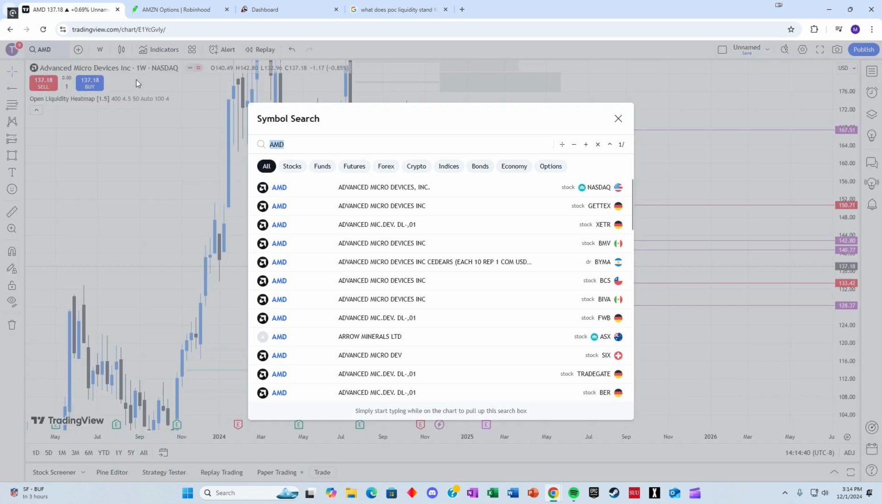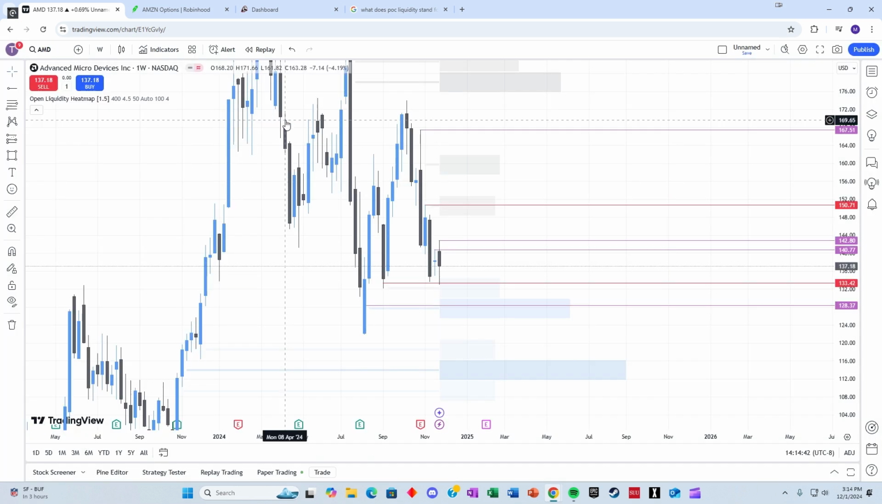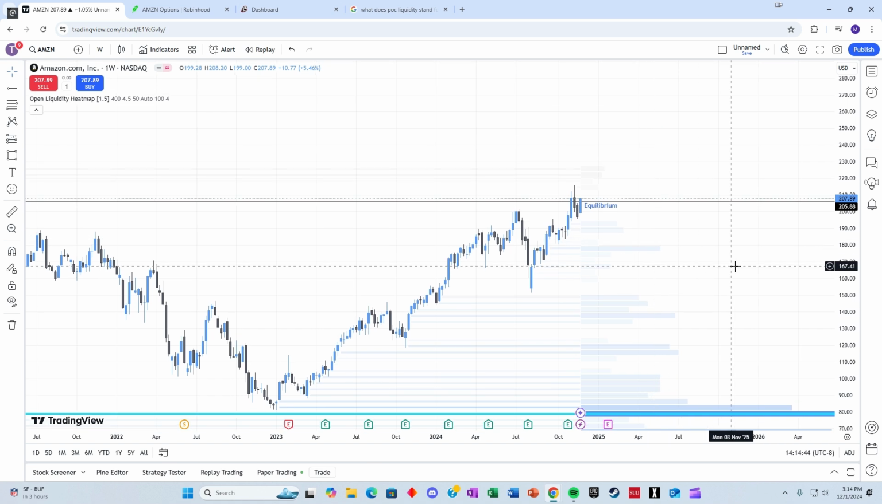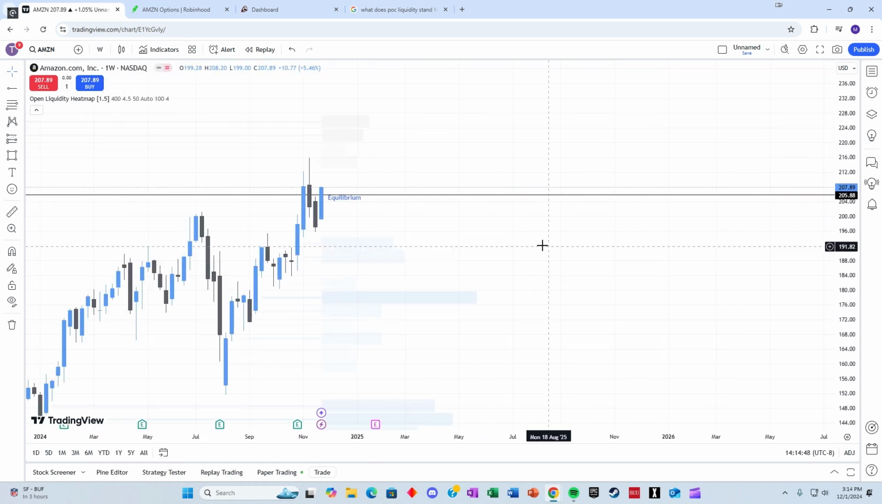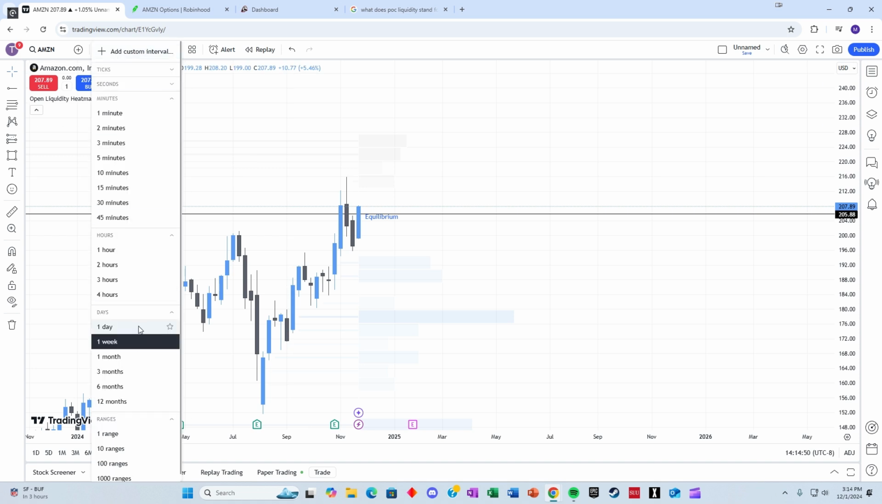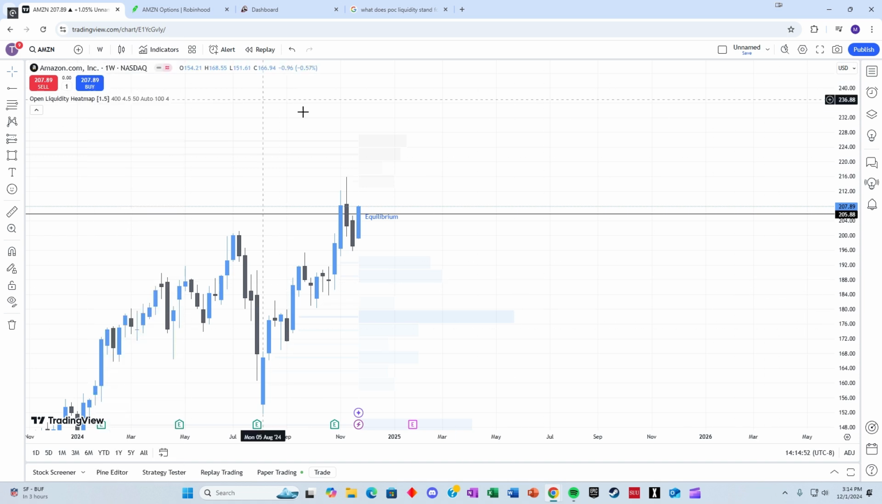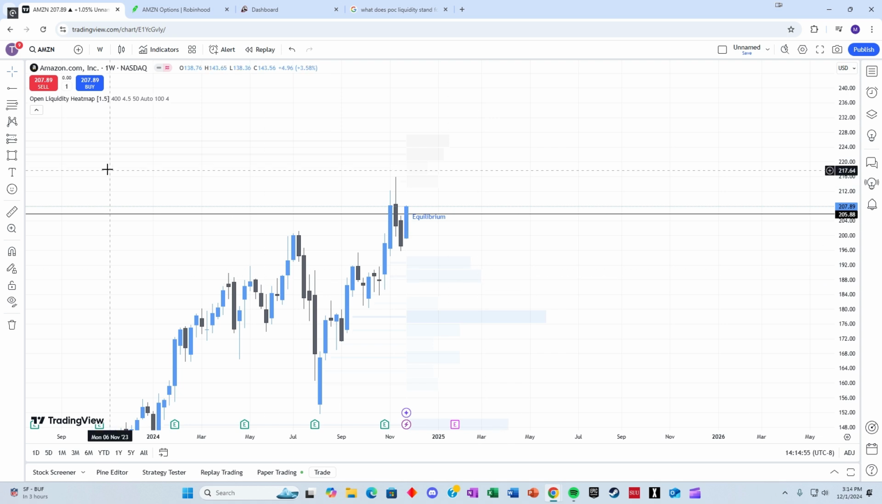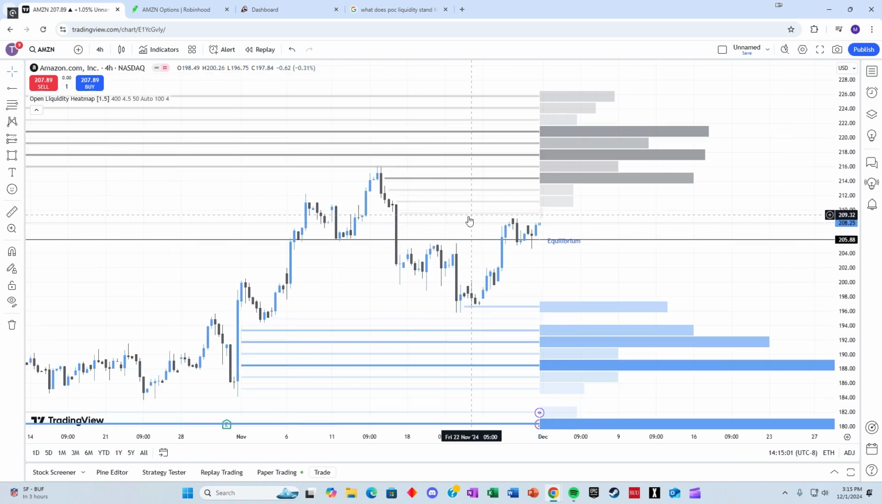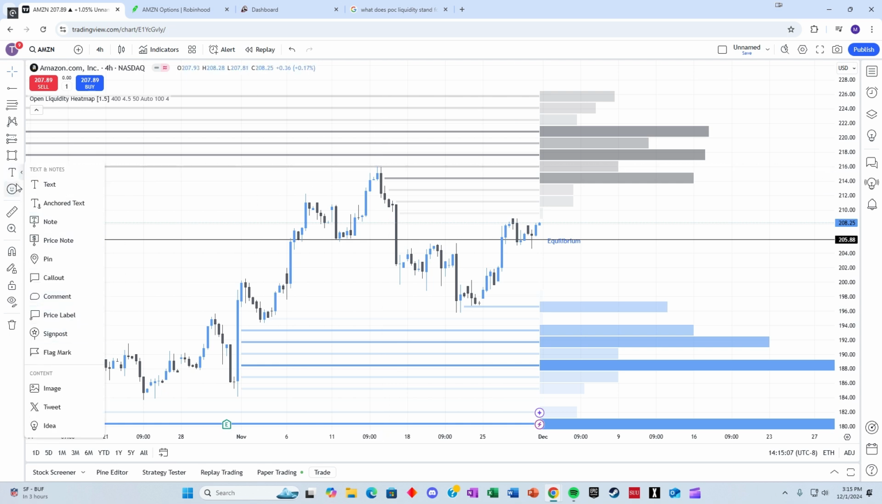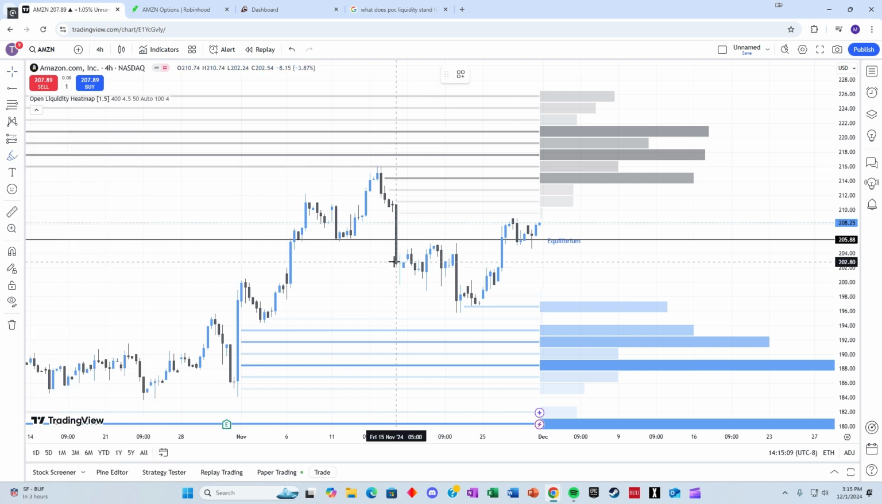Next stock that I am looking at is Amazon. Amazon is an interesting situation right now. So I was looking at Amazon a few weeks ago, and I was looking to short them. I think it was right here. I'll draw it out. It was right here.